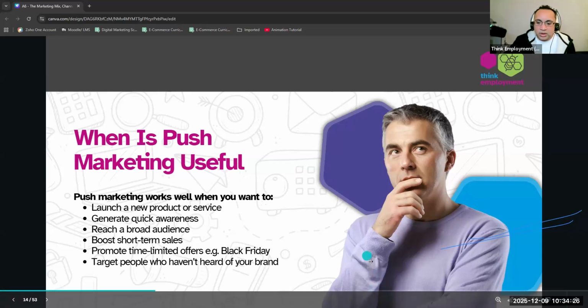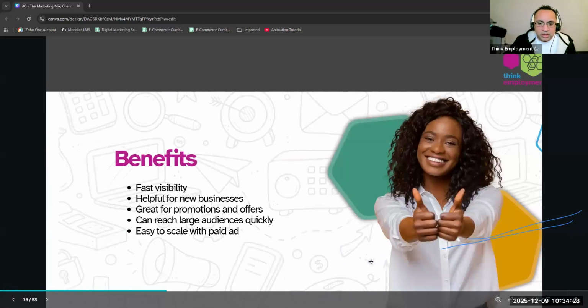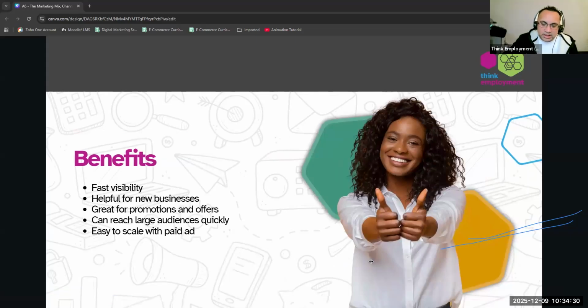So the benefits of it are fast visibility, helpful for new businesses because new businesses don't have time to go through a process. They need customers quick. Great for promotions and offers, can reach a large audience quickly, easy to scale with paid ads. If you're not paying, then it's not going to work. So there has to be a budget there because it's not organic.